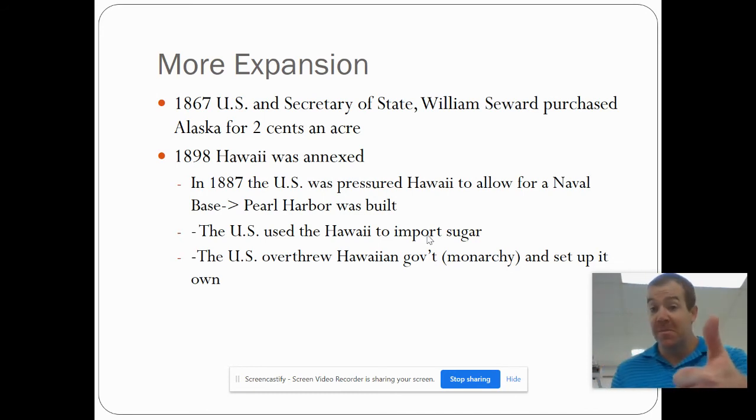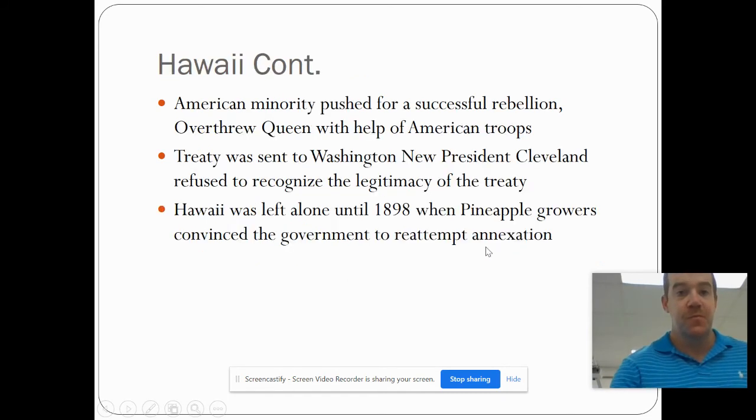All right, so that has to do with military strength. They used Hawaii to import sugar, all right, because the United States would not mass produce sugar, so we got sugar from Hawaii. That has to do with thirst for new markets, bringing in those raw materials. And then the United States overthrew the Hawaiian government and set up its own government. All right, so we believed that because they had a monarchy, their monarchy was not democratic. So we're going to set up our own government. That's basically what happened in Hawaii.